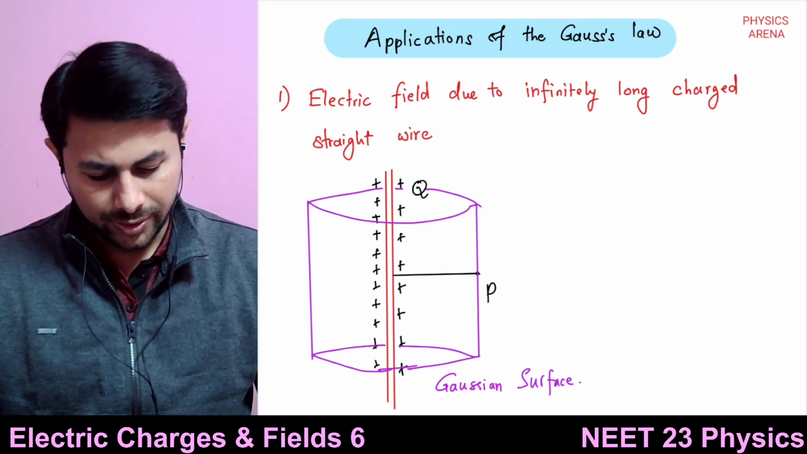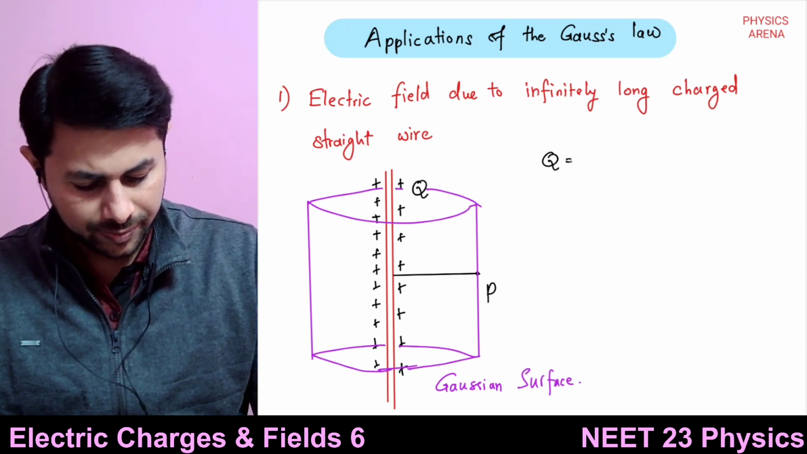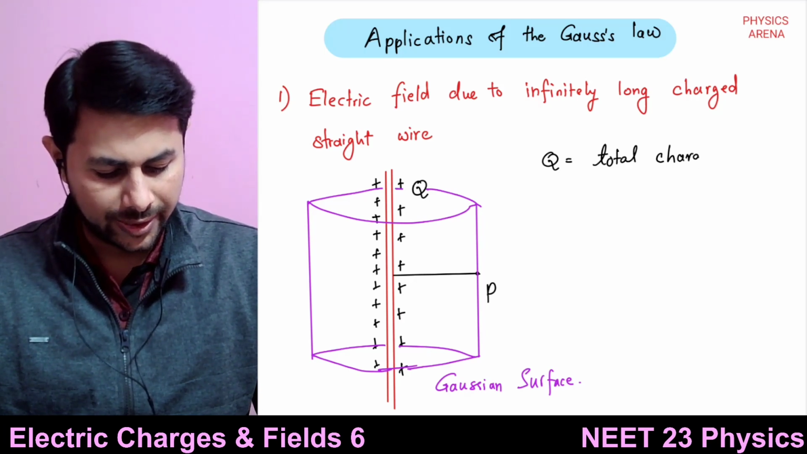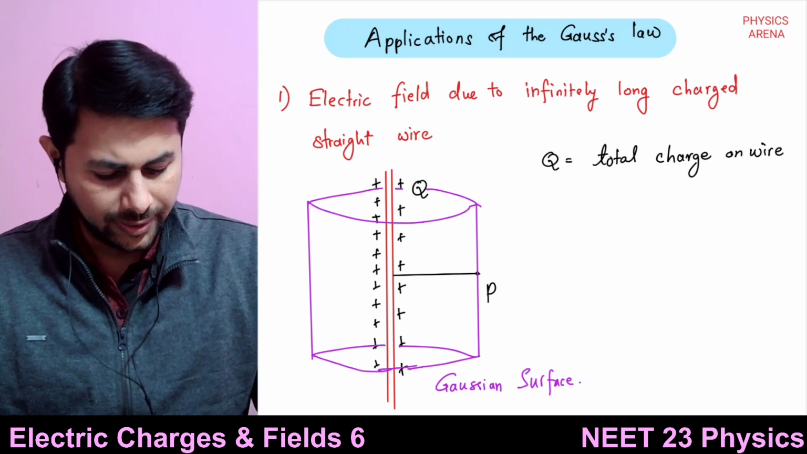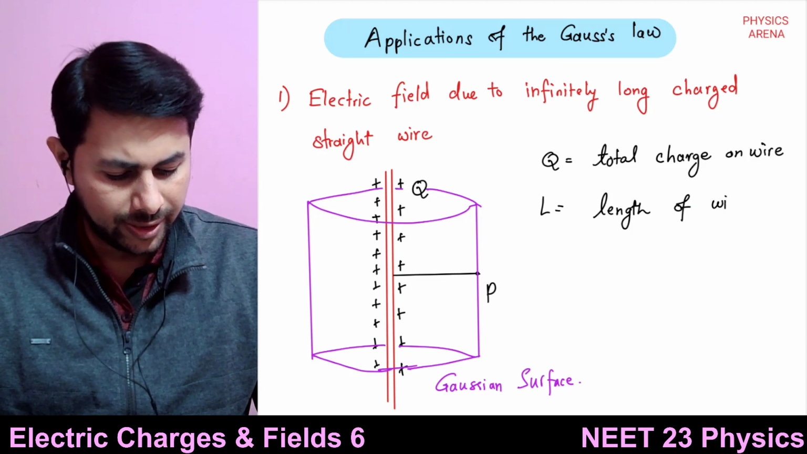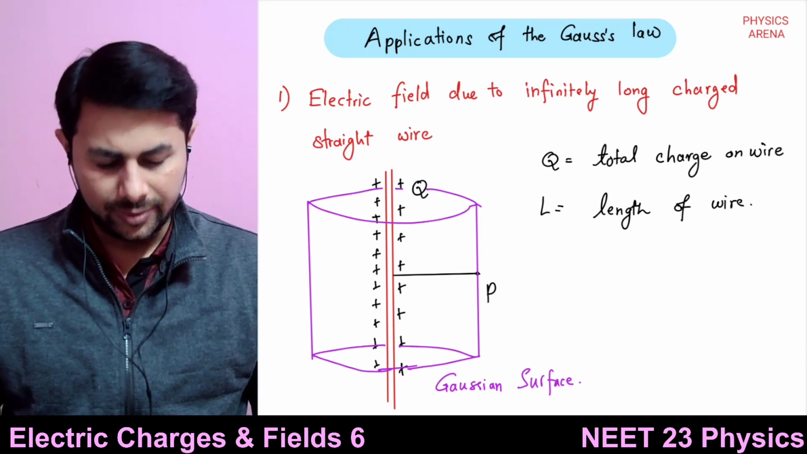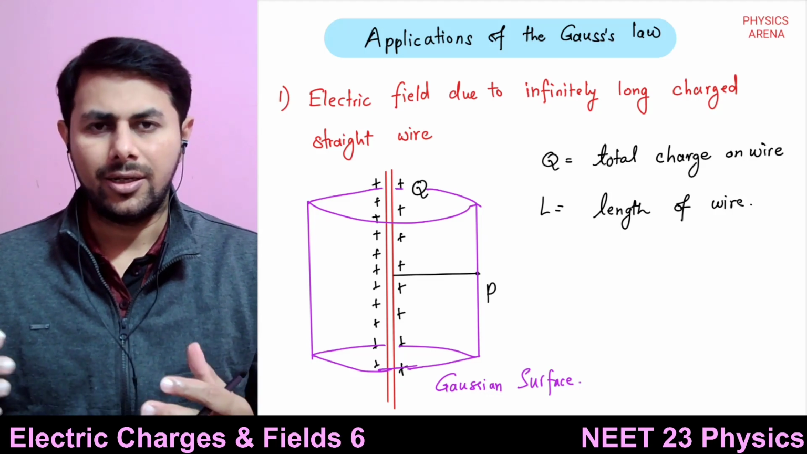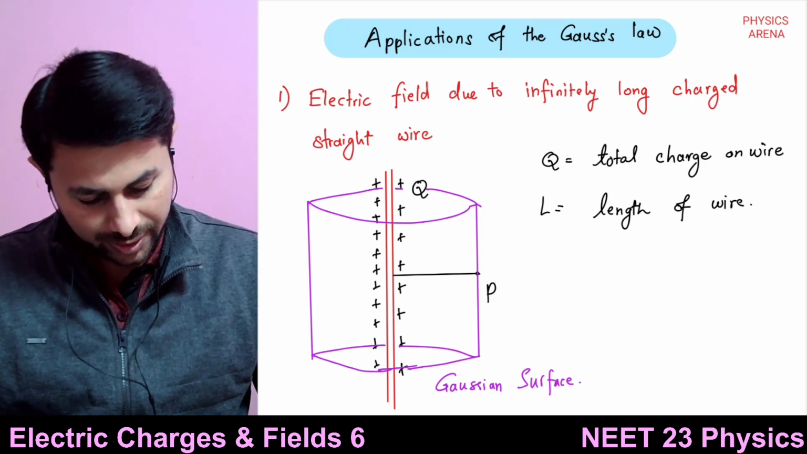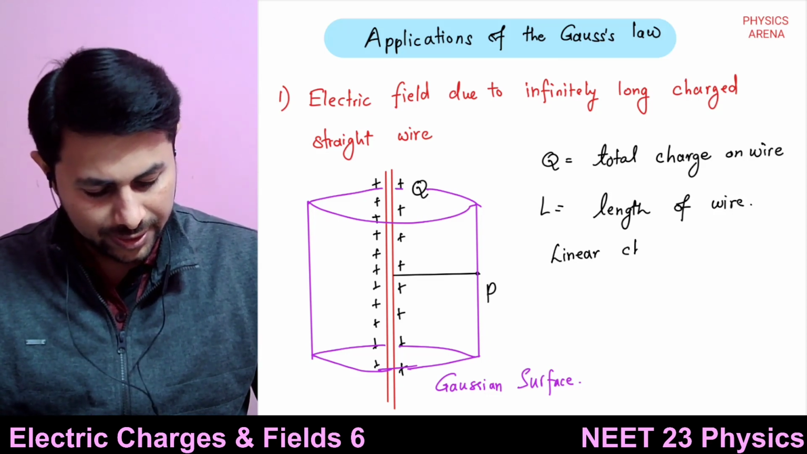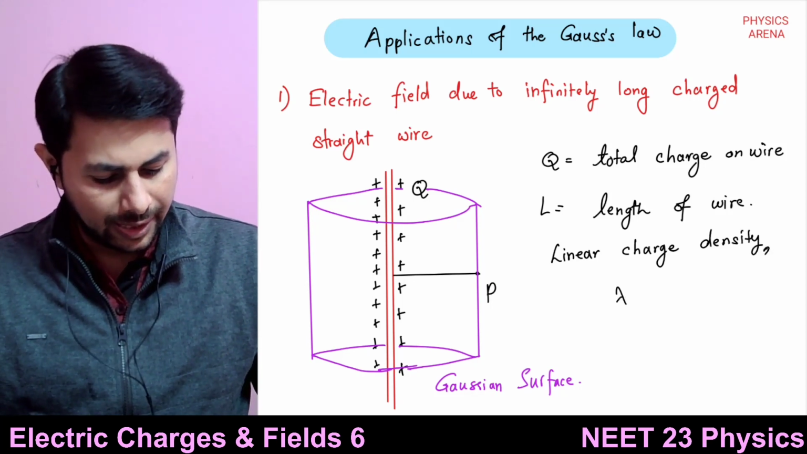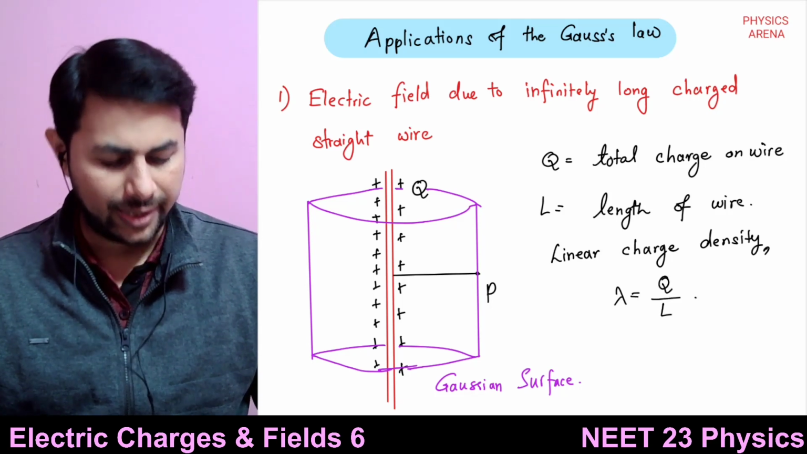Now suppose Q is the total charge on the wire, and L is the length of the wire. Then for linear objects, we define a term for continuous charge distribution known as linear charge density. Lambda equals charge divided by length.